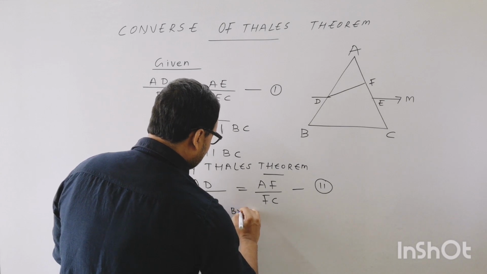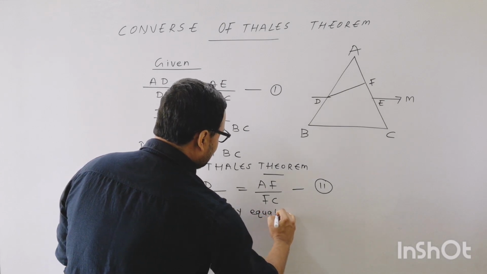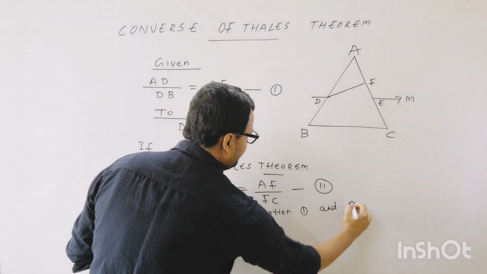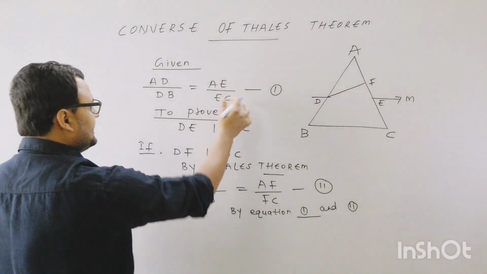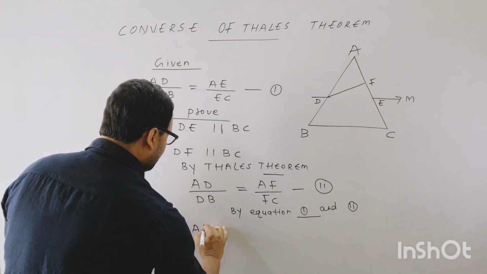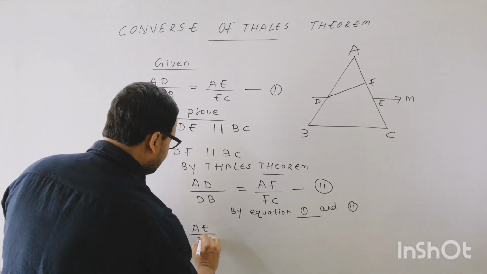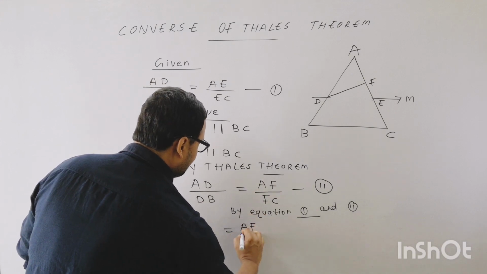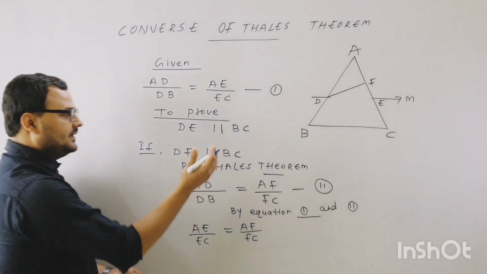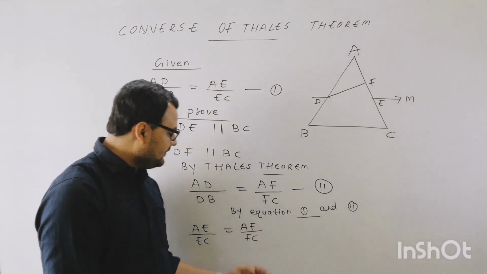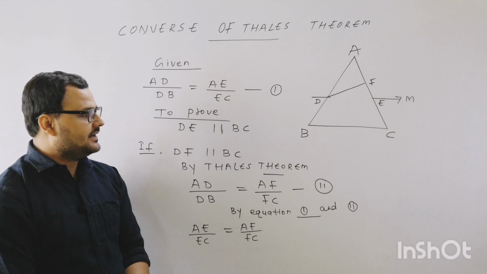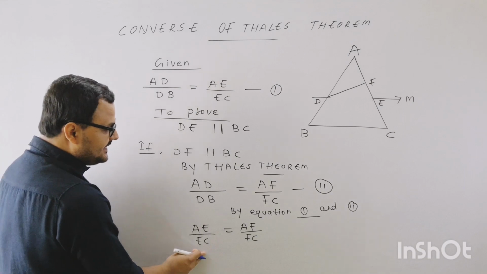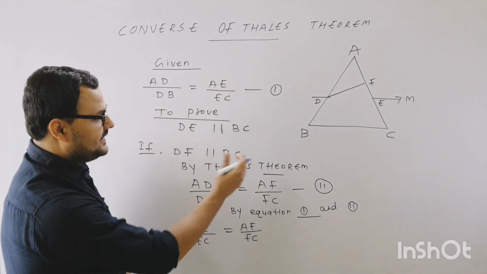So I can write here, by equation 1 and 2, the RHS of 1 and 2 are going to be equal. It means AE by EC equals AF by FC. So now we have to continue. We don't have space, so I'm going to copy it and erase it. So by equation 1 and 2, what did we get? We got AE by EC equals AF by FC. Just copy it.